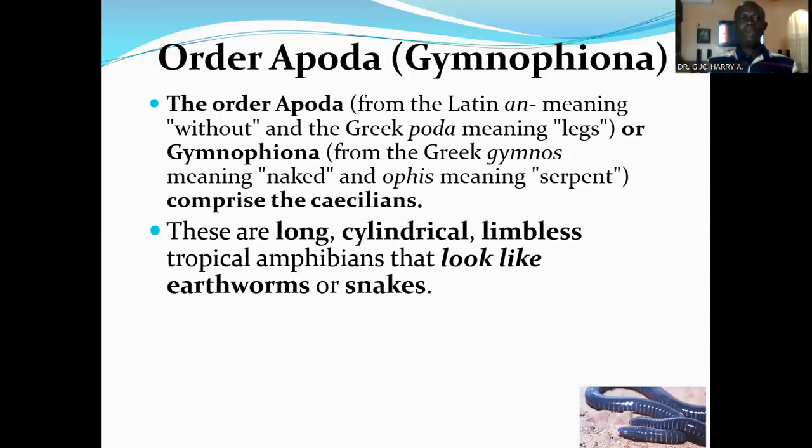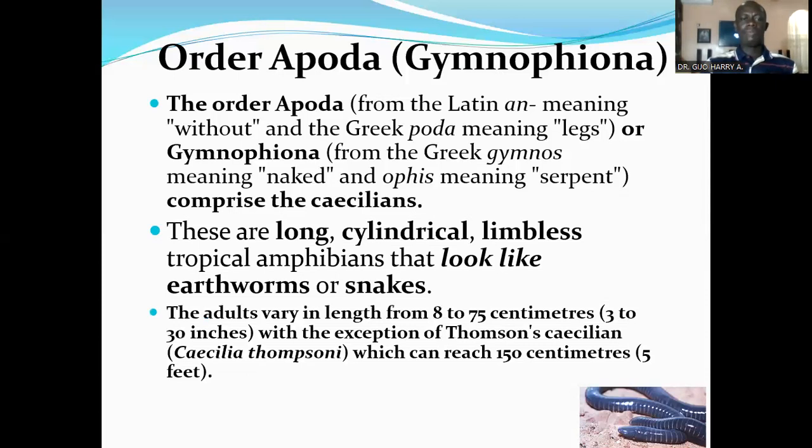Now, these are long, cylindrical, limbless, tropical amphibians that look like earthworms or snakes. The adults vary in length from 8 to 75 centimeters, that's 3 to 30 inches long, with the exception of Thompson's caecilian, Caecilia thompsoni, which can reach 150 centimeters, that's 5 feet long.